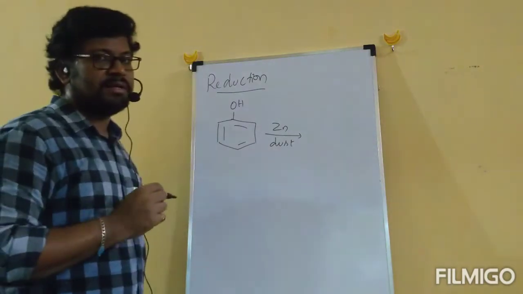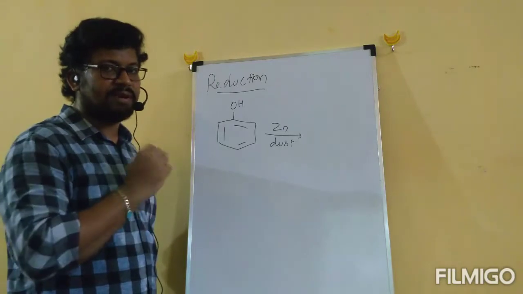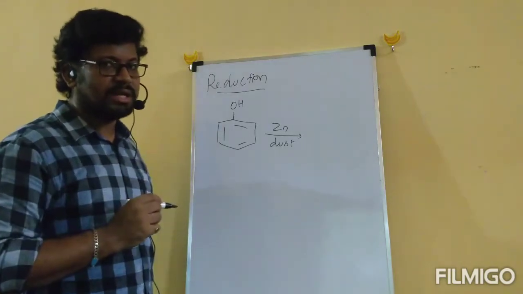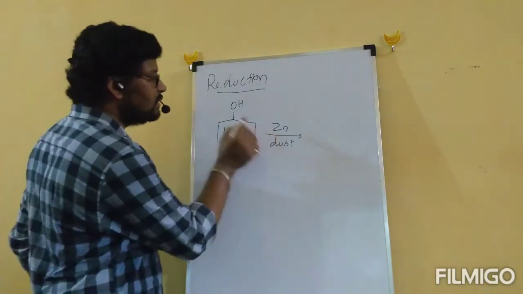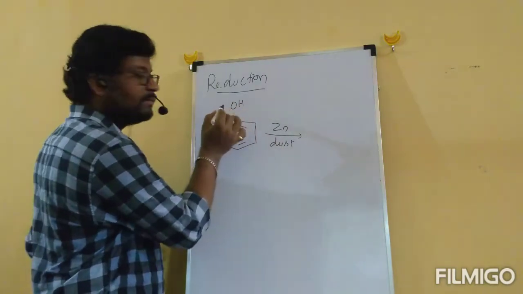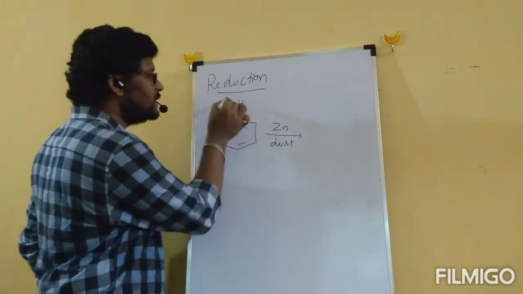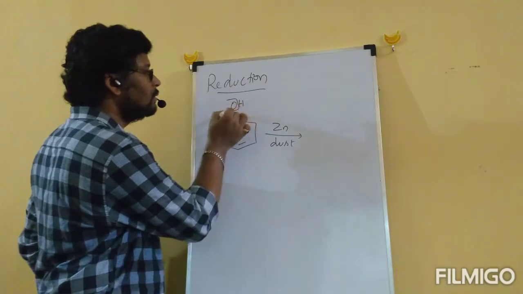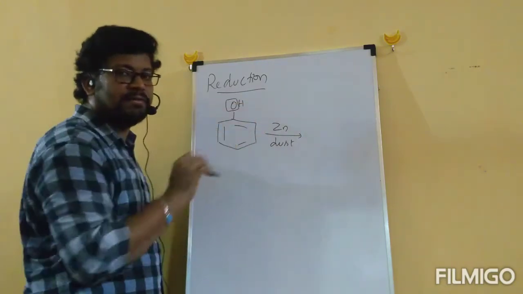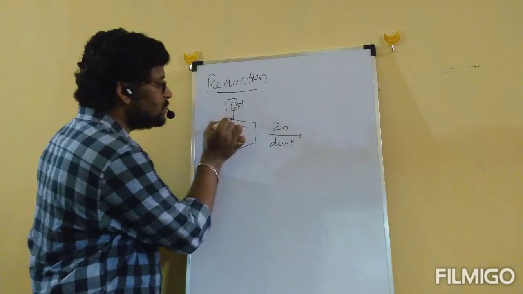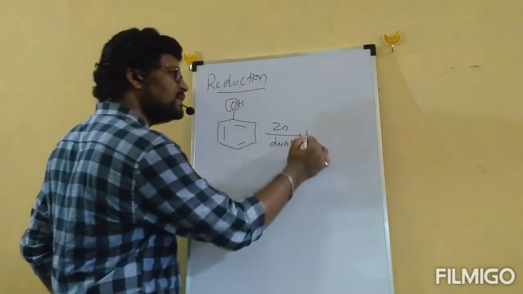This is a very important reaction in the conversion of phenol to benzene. Understand carefully. This zinc and this O will be combined as ZnO. This hydrogen is going to react with this one to form the benzene ring.